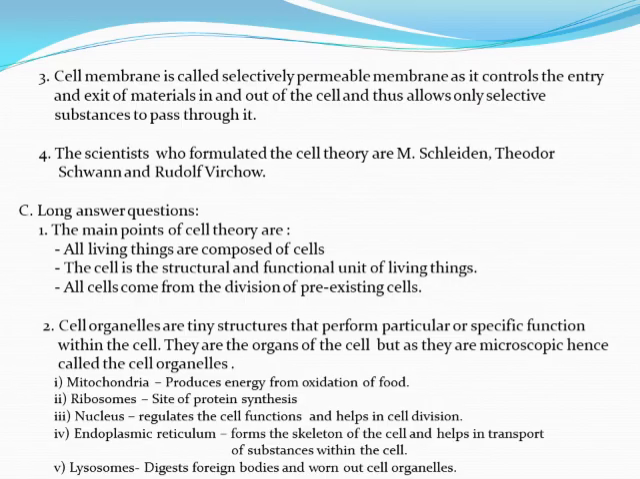The next one which I have given is ribosomes. What are ribosomes and what is their function? Ribosomes are the site of protein synthesis. That is, in the ribosomes, the proteins are formed. Next is nucleus. Regulates cell functions and helps in cell division. Okay. So it regulates cell functions and helps in cell division. Cell division means dividing of cells. From one cell, two cells are produced.